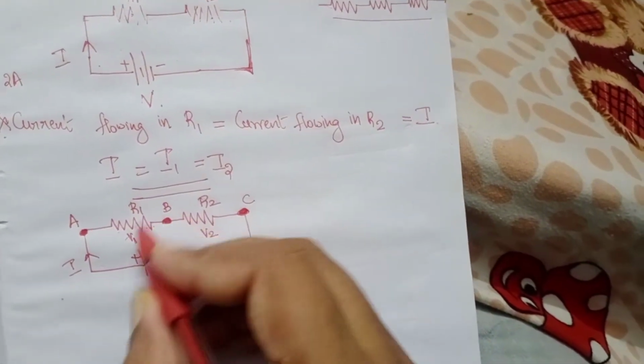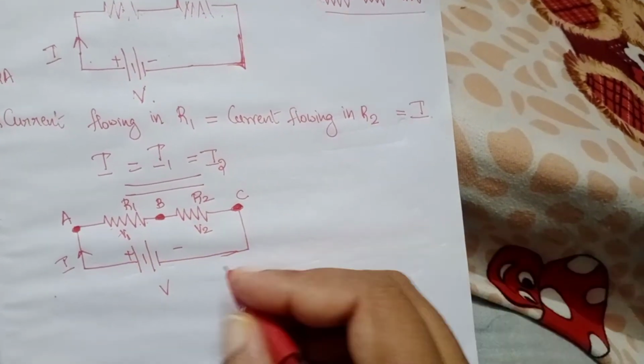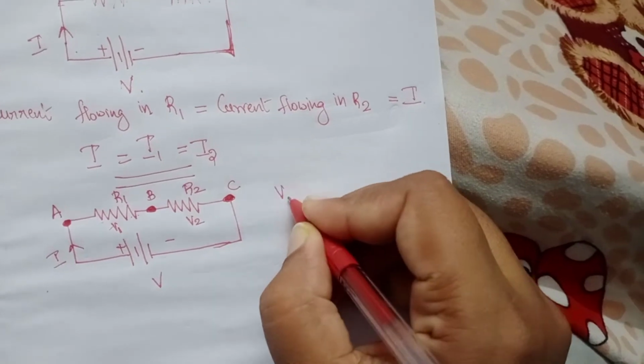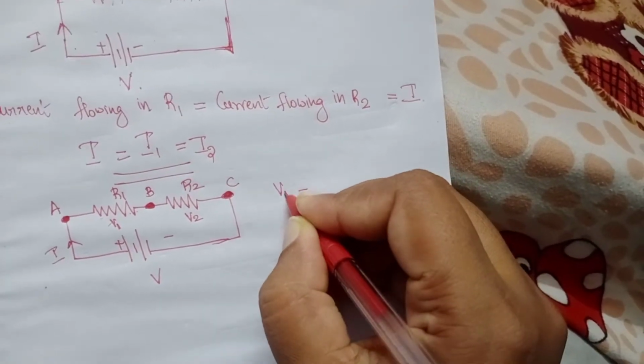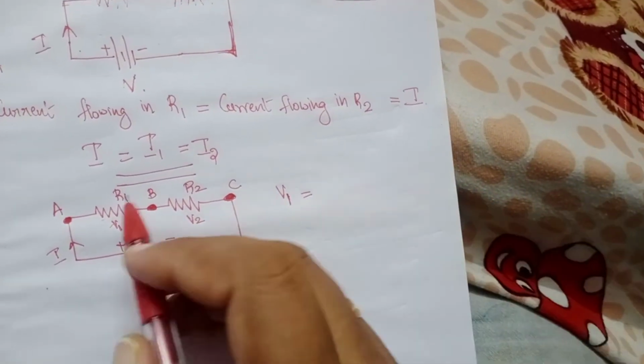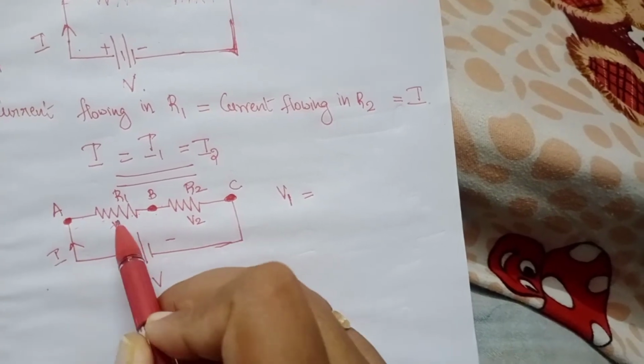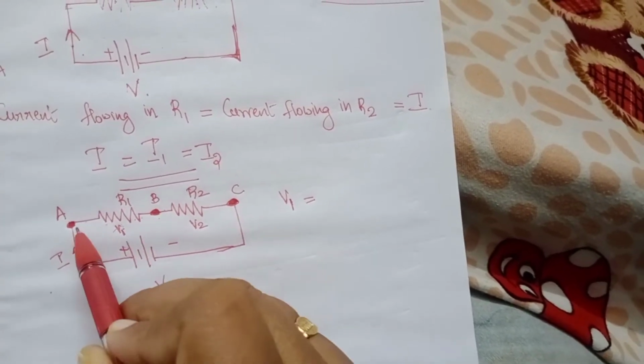Now let us find out what is this V1 value. What could be the V1 value? We know that potential difference is a difference in potential between 2 points, right? So what are the 2 points present in R1? One is A and one is B.